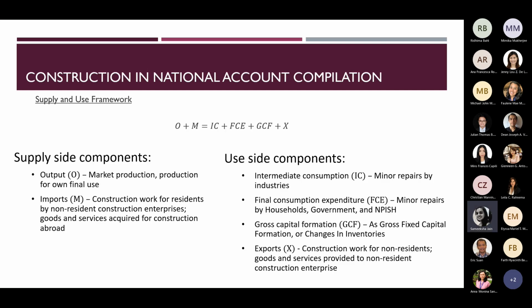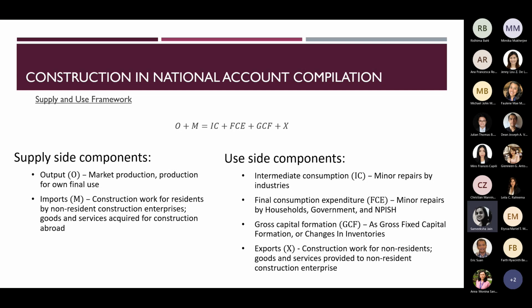In the context of our work, it is useful to look at this from the perspective of the supply and use framework as well. So on the supply side, here output refers to the construction output for market production, as well as output for own final use, which is basically own account production, any construction that is being done for own use. The second component on the supply side is, of course, the imports, which refers to the construction work for residents by non-resident construction enterprises.